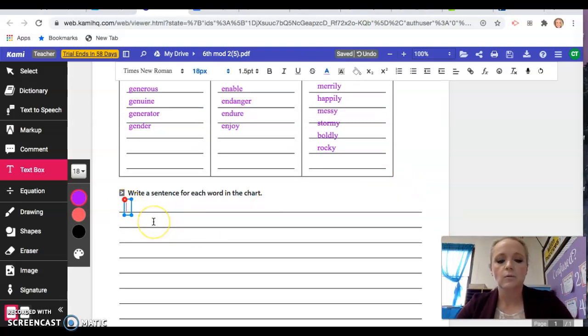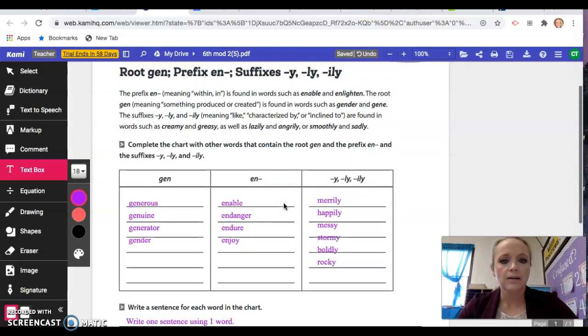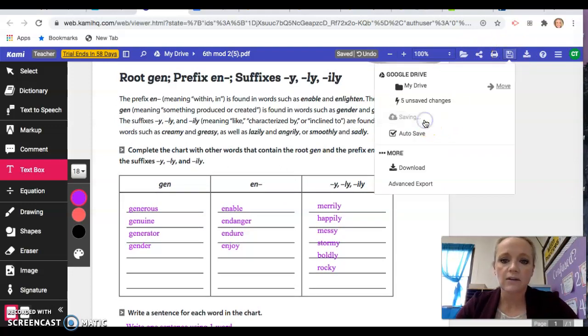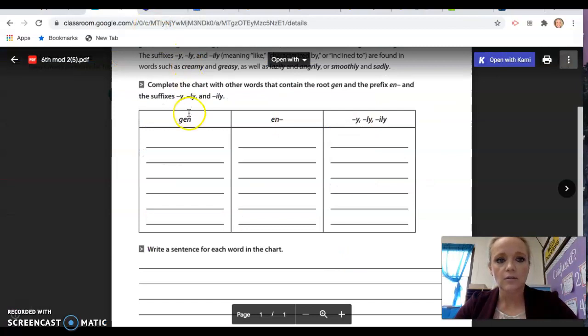And please write one sentence using one word with a period and a capital letter at the bottom, and that page is done. Up here you have a turn in button. You could click turn in and then just click save now. Then I think you get a blue turn in button over here. Don't click that, because you don't want to turn the whole thing in yet.